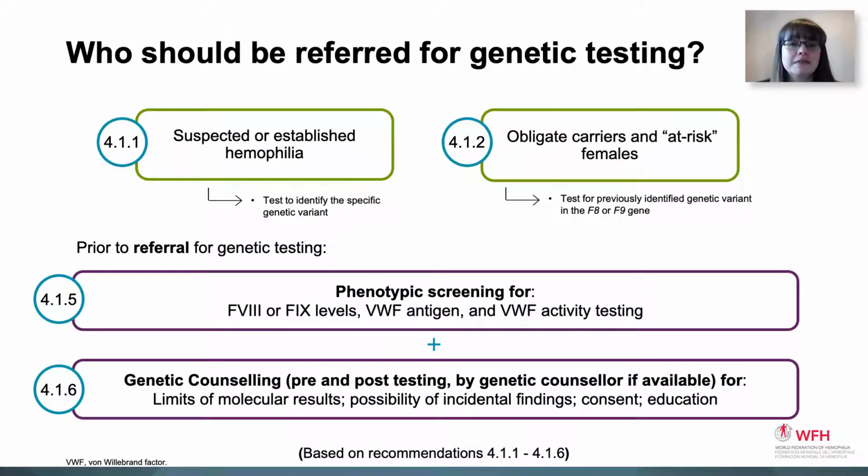The WFH has a number of recommendations about who should be referred for genetic testing for haemophilia. For those individuals who have suspected or established haemophilia, then we would recommend testing all of those individuals for either factor 8 or factor 9 genetic variants. Prior to screening, we'd need to do phenotypic screening in order to determine the factor 8 or factor 9 coagulation levels, so we can determine which gene is involved and which severity of haemophilia we are looking for.